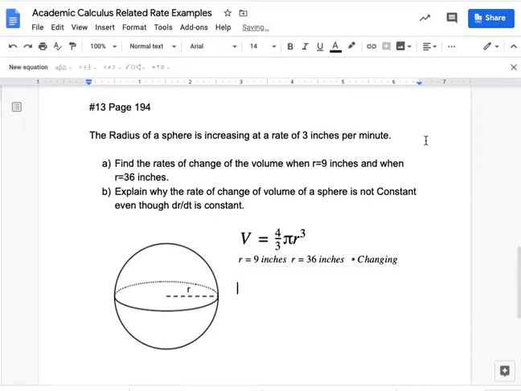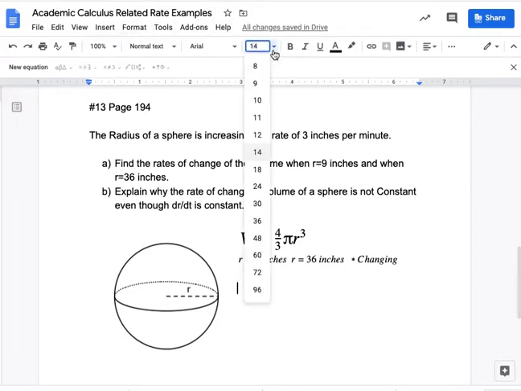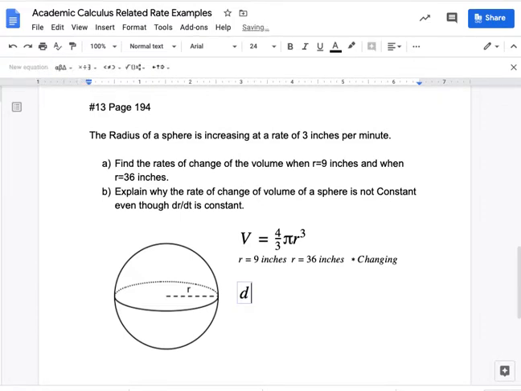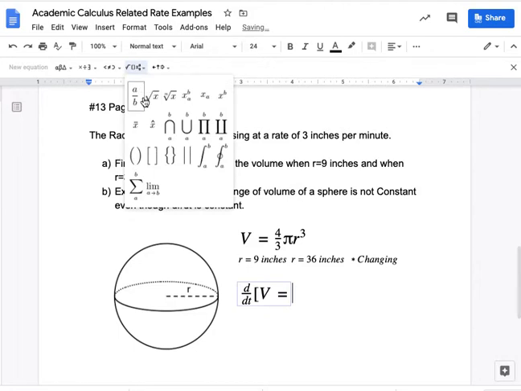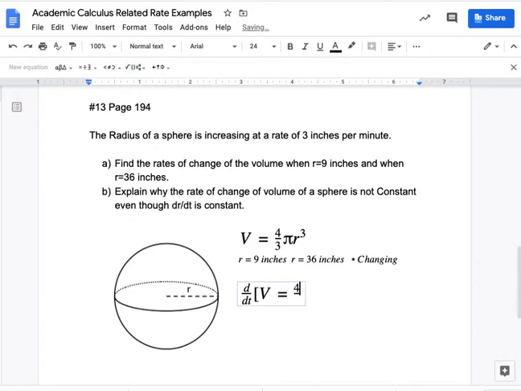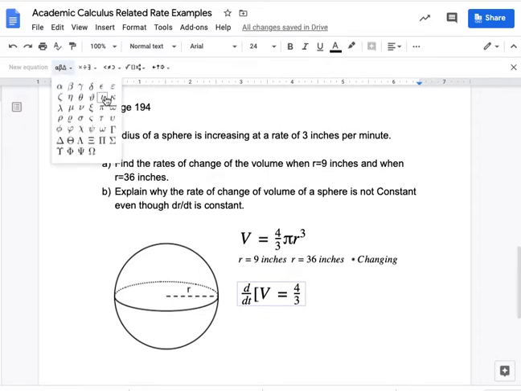All right, let's take our derivative. Let's bump our equation size up a little bit here again, because we'll have fractions in this. Let's start with our derivative. We want to find the time derivative of our volume equation, 4/3 pi r cubed.